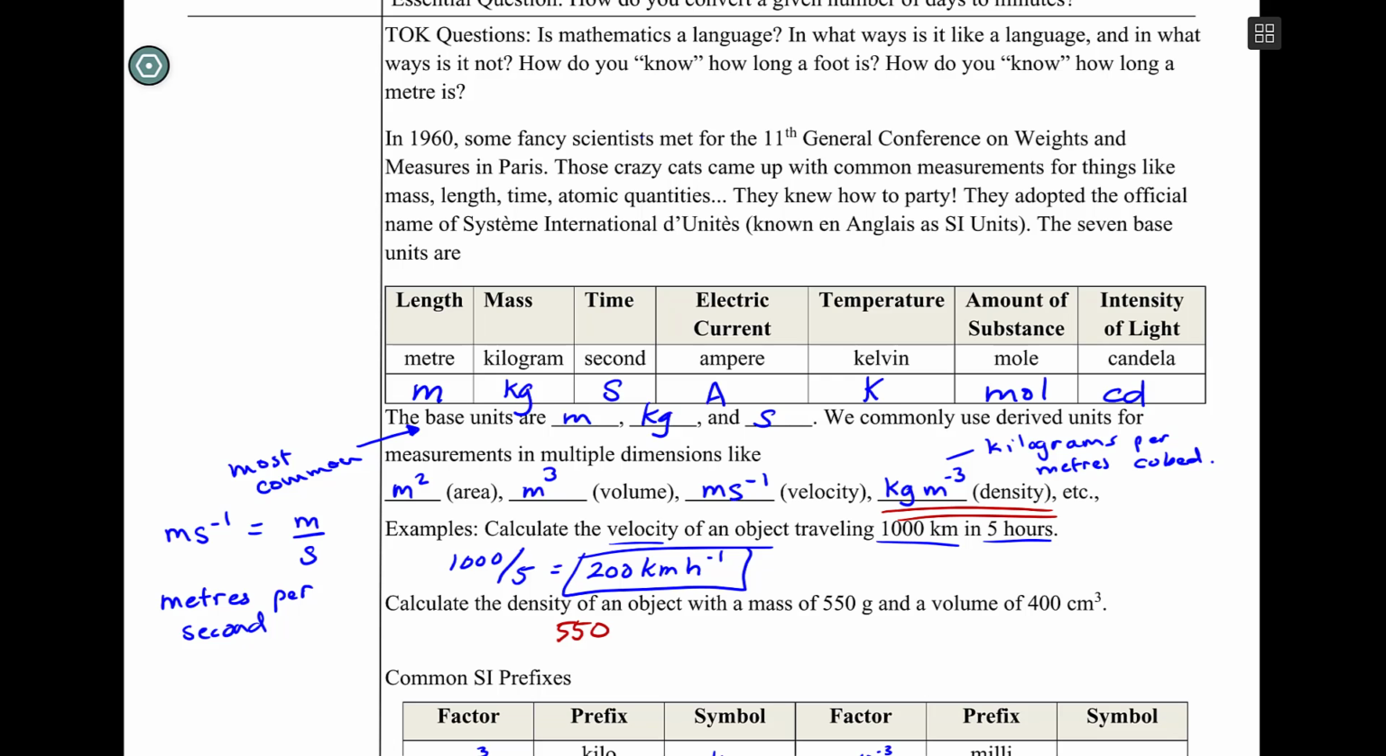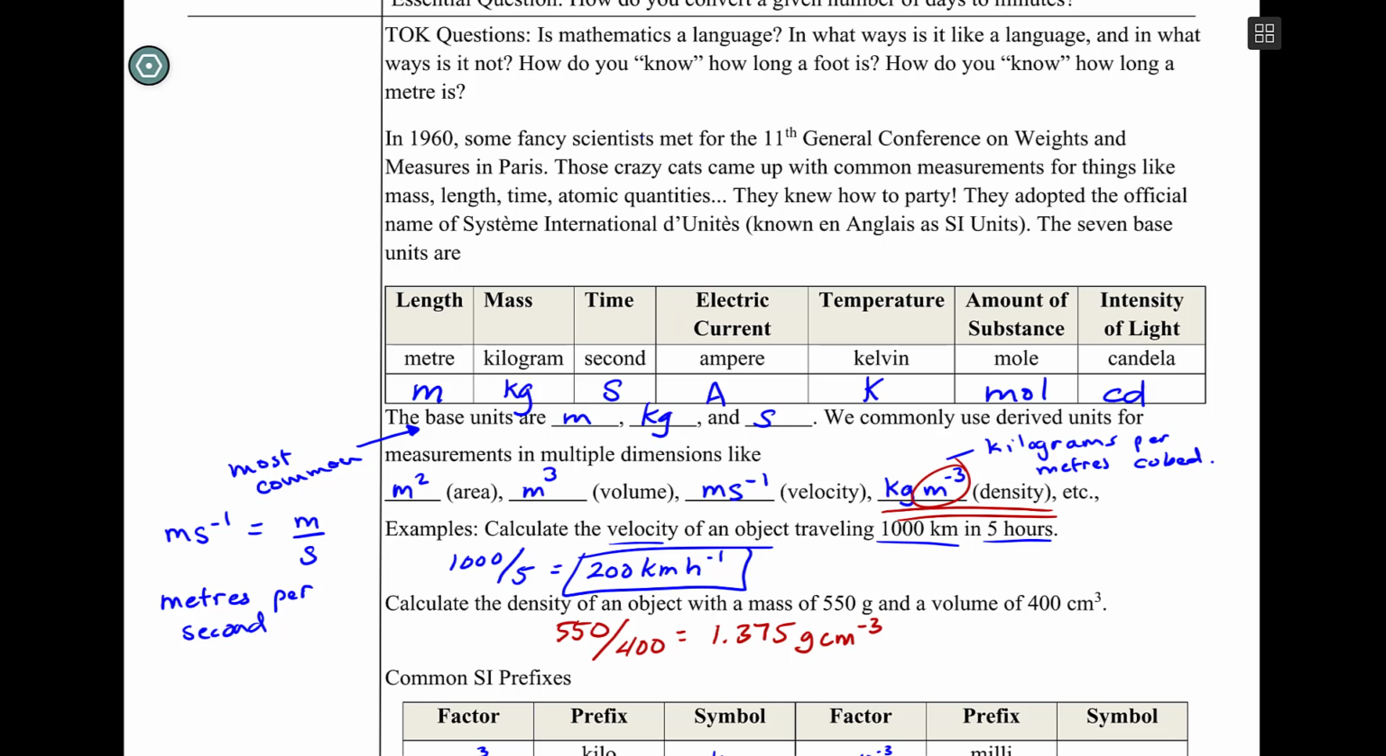But then I have a volume that goes in the denominator, right? That volume in the denominator tells me that I should be dividing. So it's 550 divided by 400. I go to my handy calculator and I end up with 1.375, and we have grams in the numerator, so that has a positive exponent. Centimeters cubed is going to get the negative exponent because that was per centimeters cubed. That was in the denominator.